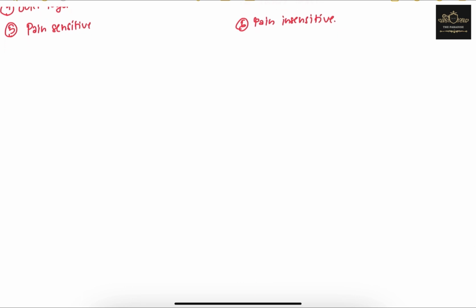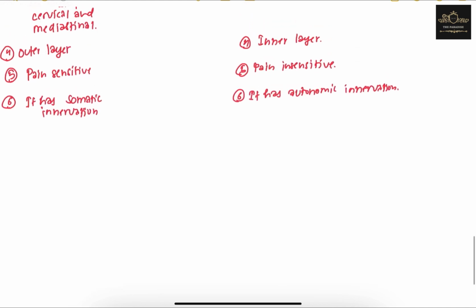And lastly, one point. Parietal pleura has somatic innervation, means somatic nerve supply, and visceral has autonomic innervation. So we have completed this topic.